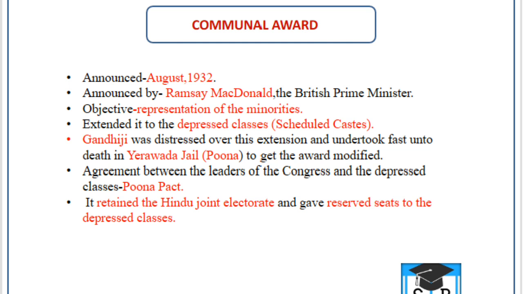Therefore, Mahatma Gandhi undertook a fast unto death in Yerwada jail in Pune to get the award modified. At last, there was an agreement between the leaders of the Congress and the depressed classes. This agreement is known as the Pune Pact. This agreement retained the Hindu joint electorate and gave reserved seats for the depressed class.